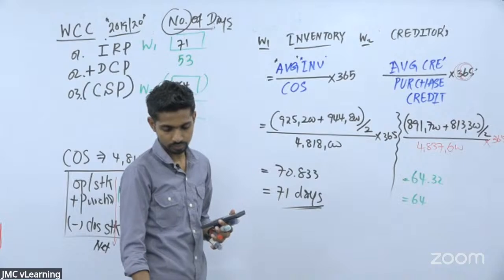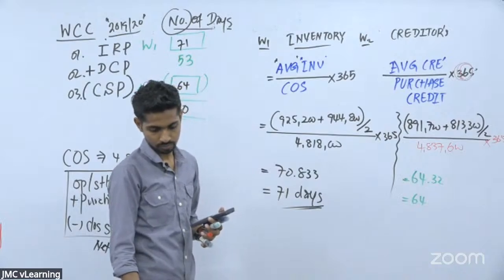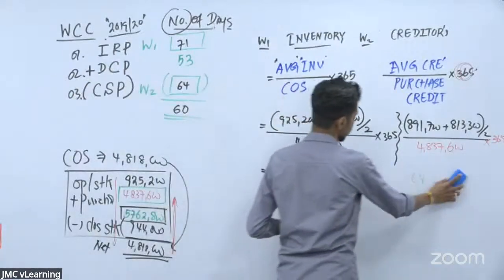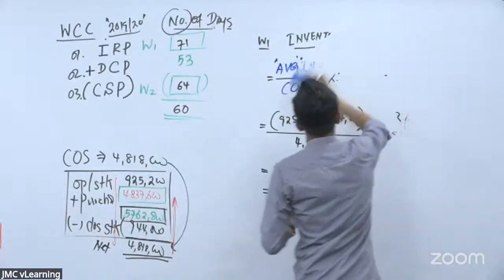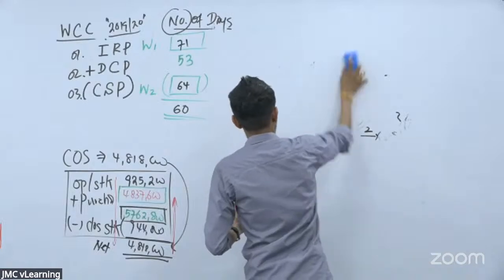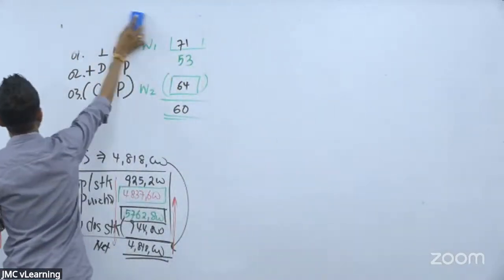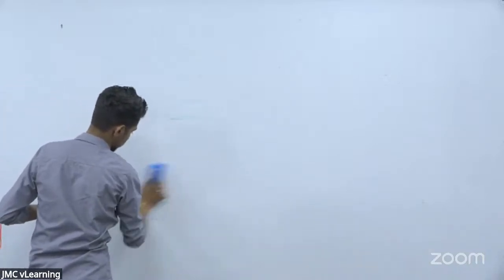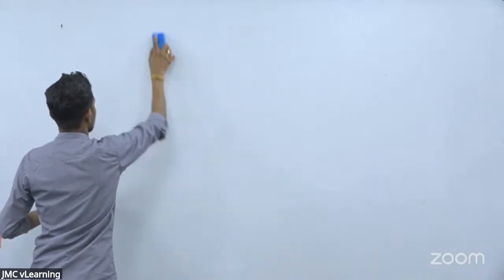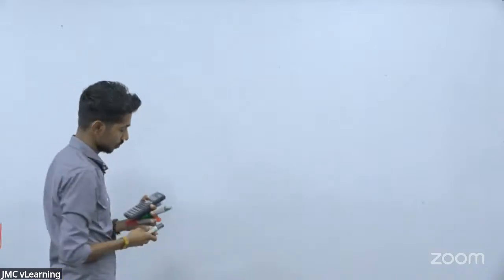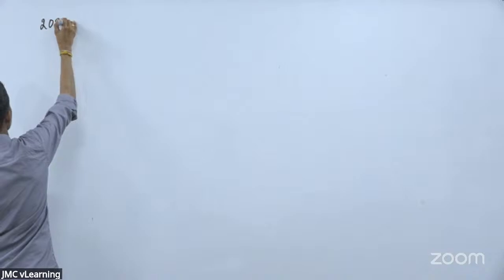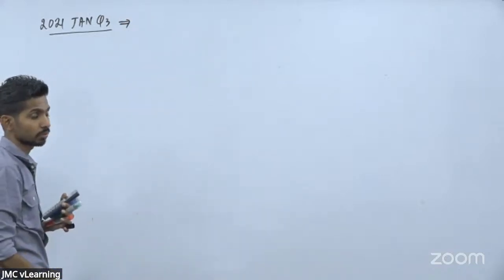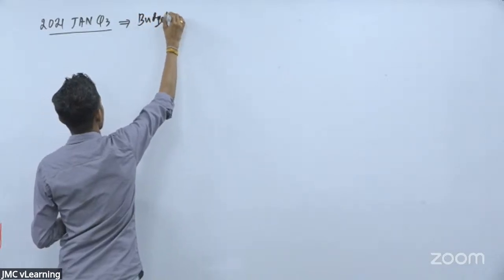Okay, now we move to question number 3. This is the 2021 question number 2. Now we will move to question number 3, 2021. This question is related to, what is our topic? Budgeting.